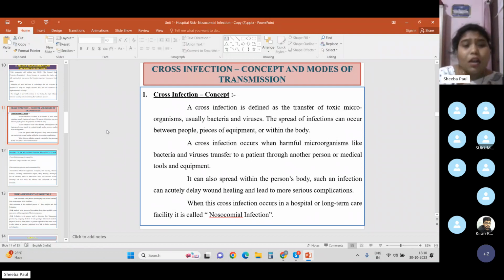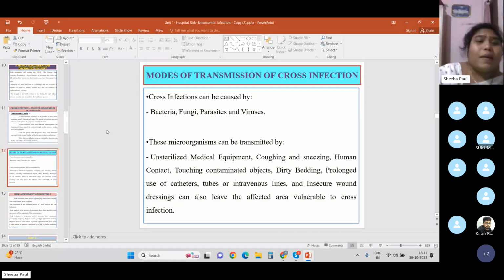So when this cross infection occurs in a hospital or long-term care facility, it is called a nosocomial infection. So any kind of cross infection from people to people, or from the equipment used, or within the body. So during the stay in the hospital, a 24-hour stay, if it is happening, it is called a nosocomial infection, or it can also be because of the long duration of stay in the hospital. So I hope you all know what a nosocomial infection is. Again, to make it clear, nosocomial infections are nothing but hospital acquired infections, and these usually take place during the 24-hour stay.